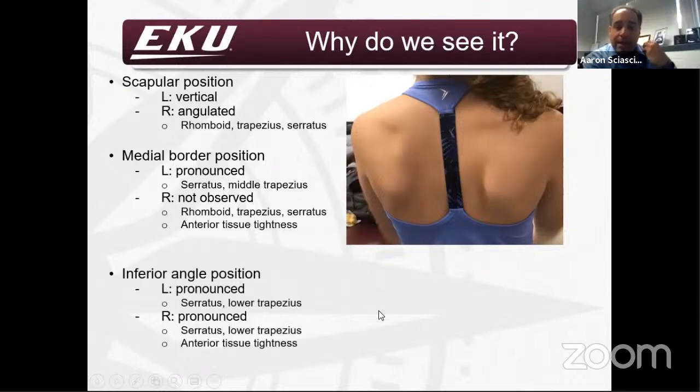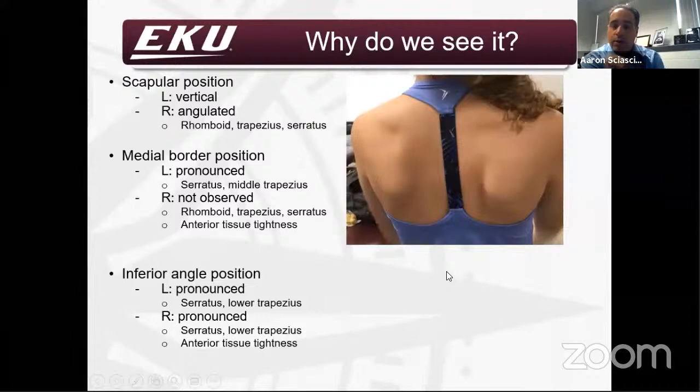And then we also have the inferior angle of both sides being pronounced, which is likely the serratus anterior inferior attachment, as well as the lower trapezius and their inability right now to do full posterior tilt like we need them to. But again, on the right side, because of positioning, we could also still have some anterior tightness.